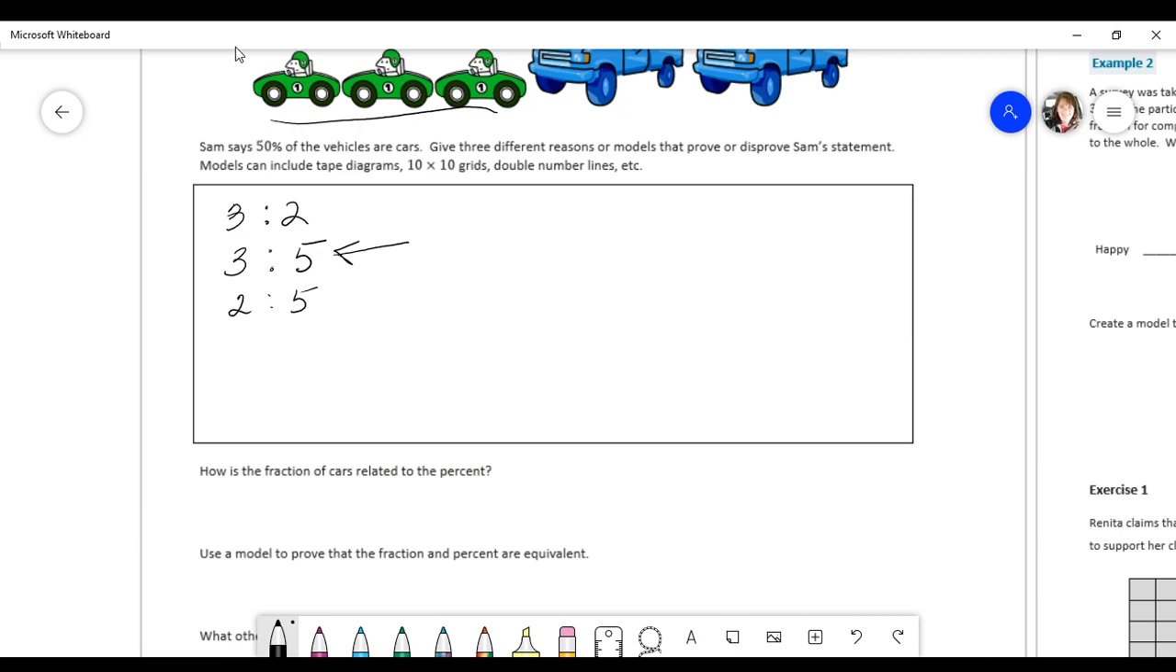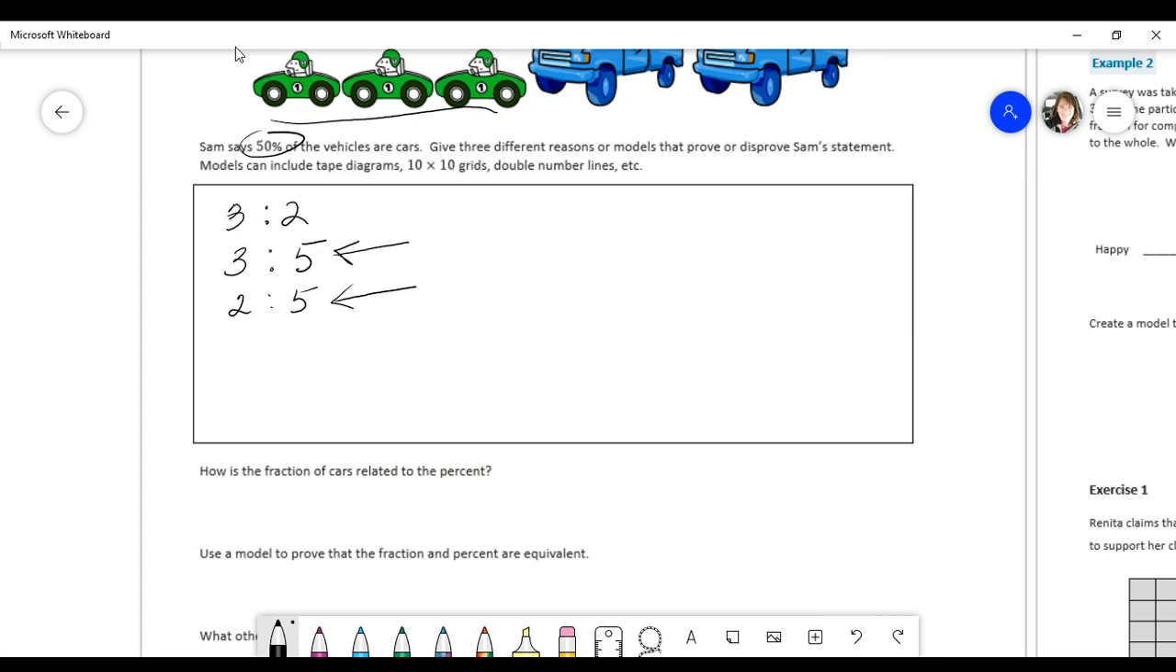Now, knowing what 50% means, what does it mean? Means half, right? So if we have half of something, these two things would be identical because half cars and half trucks means that whatever numbers we had, they should be the same if they're each half. So right there, we know that they're not.